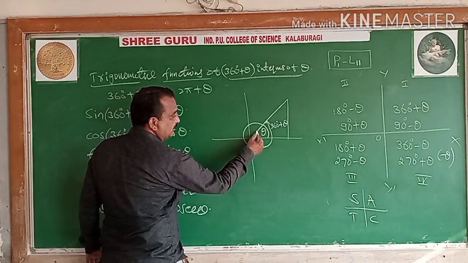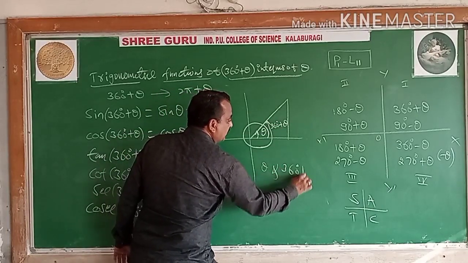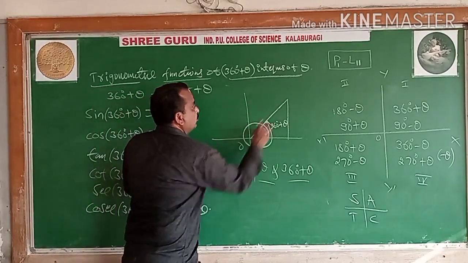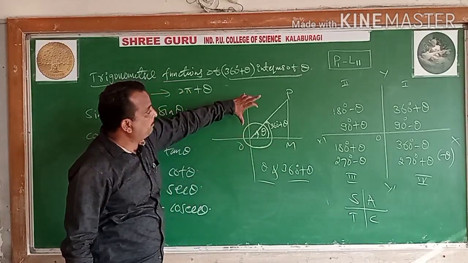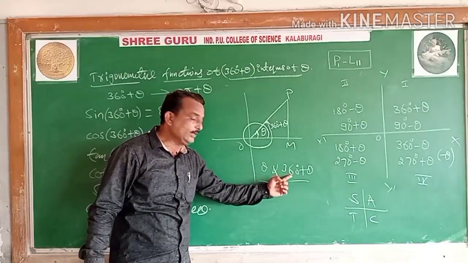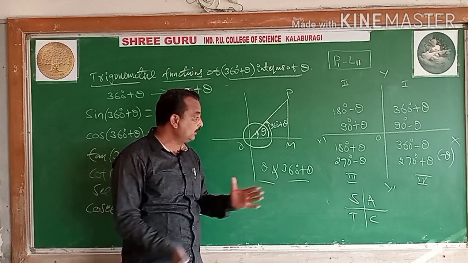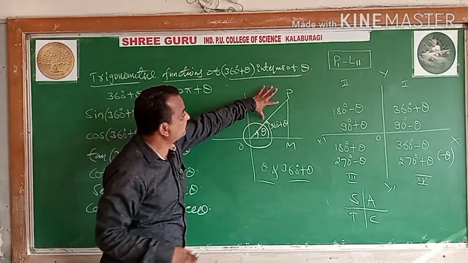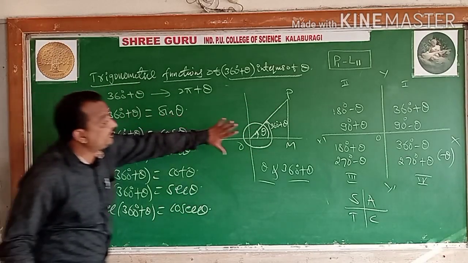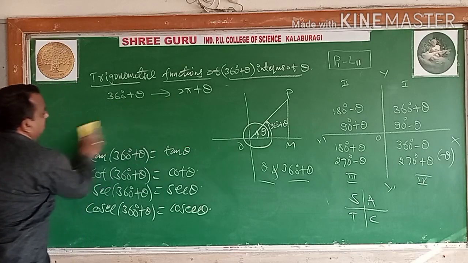So this is the terminal side of theta and the terminal side of 360 plus theta. The terminal side of both the angles is the same. OP is the terminal side of both angles, theta and 360 degrees plus theta. Such angles are called co-terminal angles. Therefore they have the same values, no changes, according to the results. Now this is 360 plus theta.